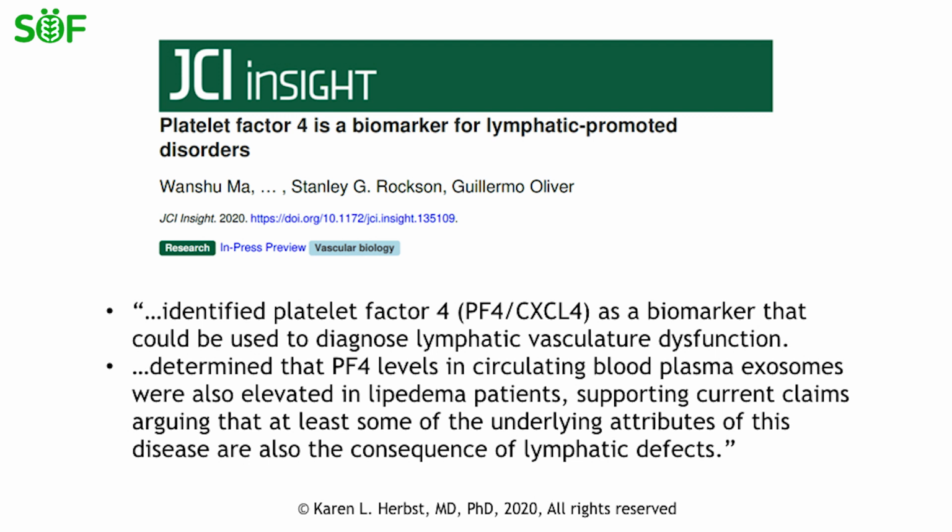And they found these PF4 molecules in exosomes. And so I want to explain what exosomes are.